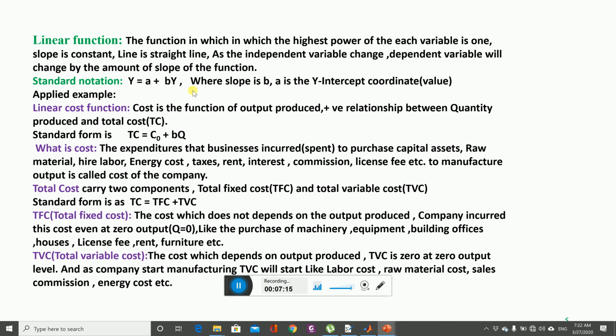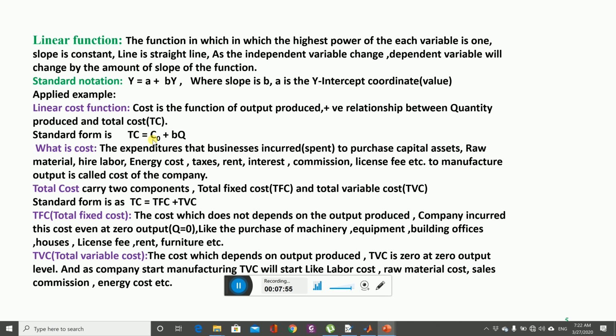Now if in this function we increase or decrease the x value, the y value will change by the amount of the slope b, which is currently unknown. Now let me apply an example, a linear cost function. The cost function describes the positive relationship between the dependent variable, total cost of the company, and the independent variable, output produced by the company. So there is a positive relationship between the quantity produced and total cost. As the quantity increases, cost will increase. As the quantity decreases, cost will decrease.